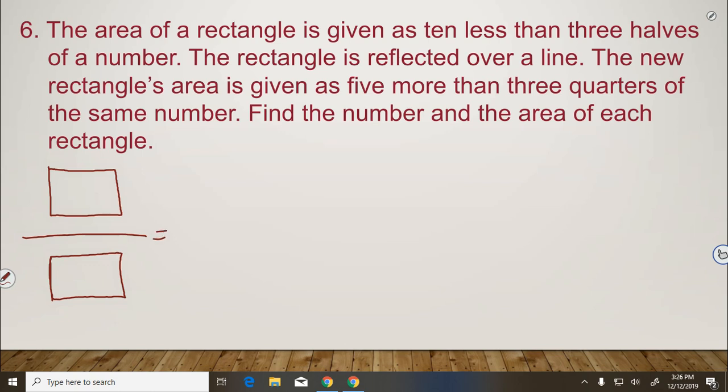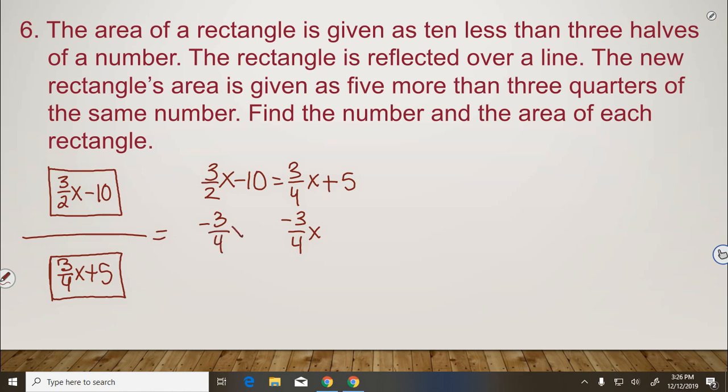So the first one is 10 less than 3 halves of a number. And the second is 5 more than 3/4 of the same number. So we can create our equation by setting them equal to each other. So 3 halves of x minus 10 equals 3/4 of x plus 5. We're going to subtract 3/4 from both sides because I know it's smaller than 3 halves. So 3 halves can be changed to 6/4. And 6/4 minus 3/4 is 3/4. X minus the 10 now equals 5.